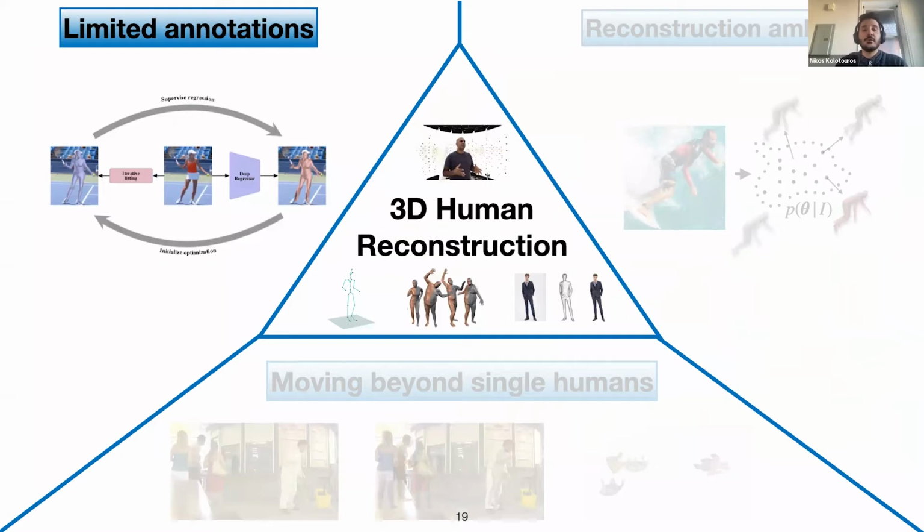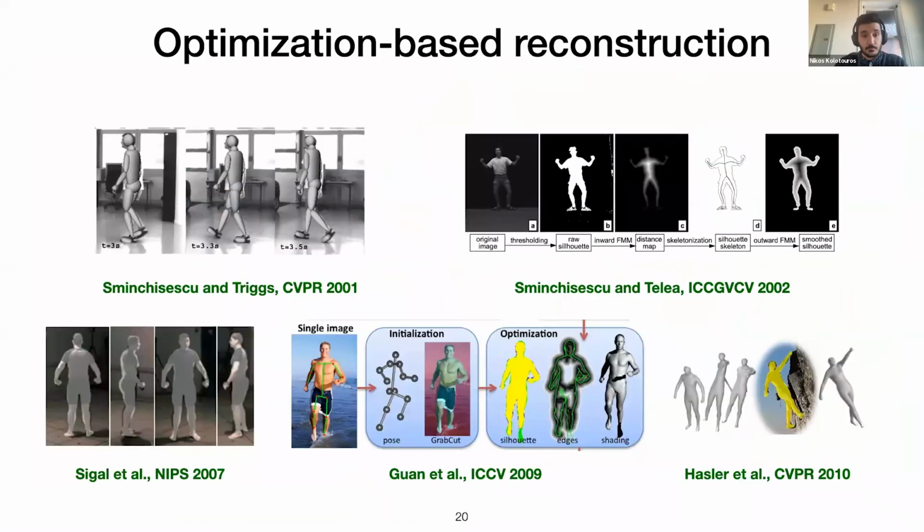So let's now start from the very beginning. How do people solve 3D body reconstruction? The most intuitive way to solve this is with optimization. And in fact, back in the early days, this was how it was done. Here I show some representative examples of pioneering works in this direction.